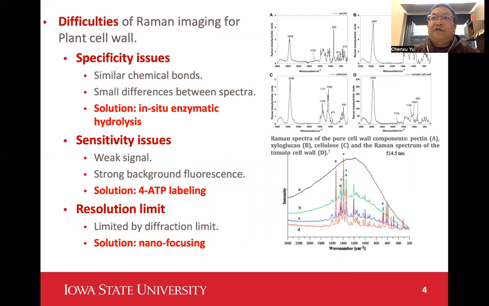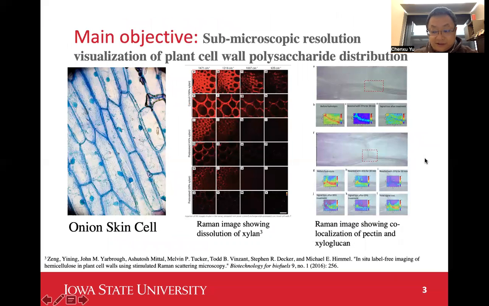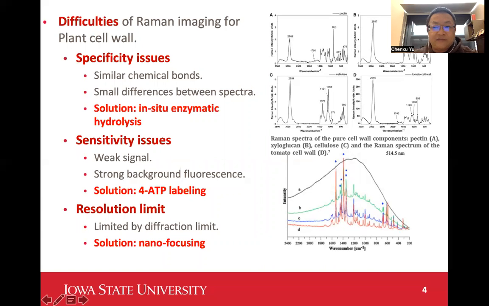There are a few technical difficulties when it comes to Raman spectroscopic imaging, and we came up with solutions to address each of these difficulties. First is what we call the specificity issue. The main components in the plant cell wall are polysaccharides, so they have similar bond structures. Although their Raman spectra are different from each other, there are similarities that make it difficult to distinguish between different types of molecular species.